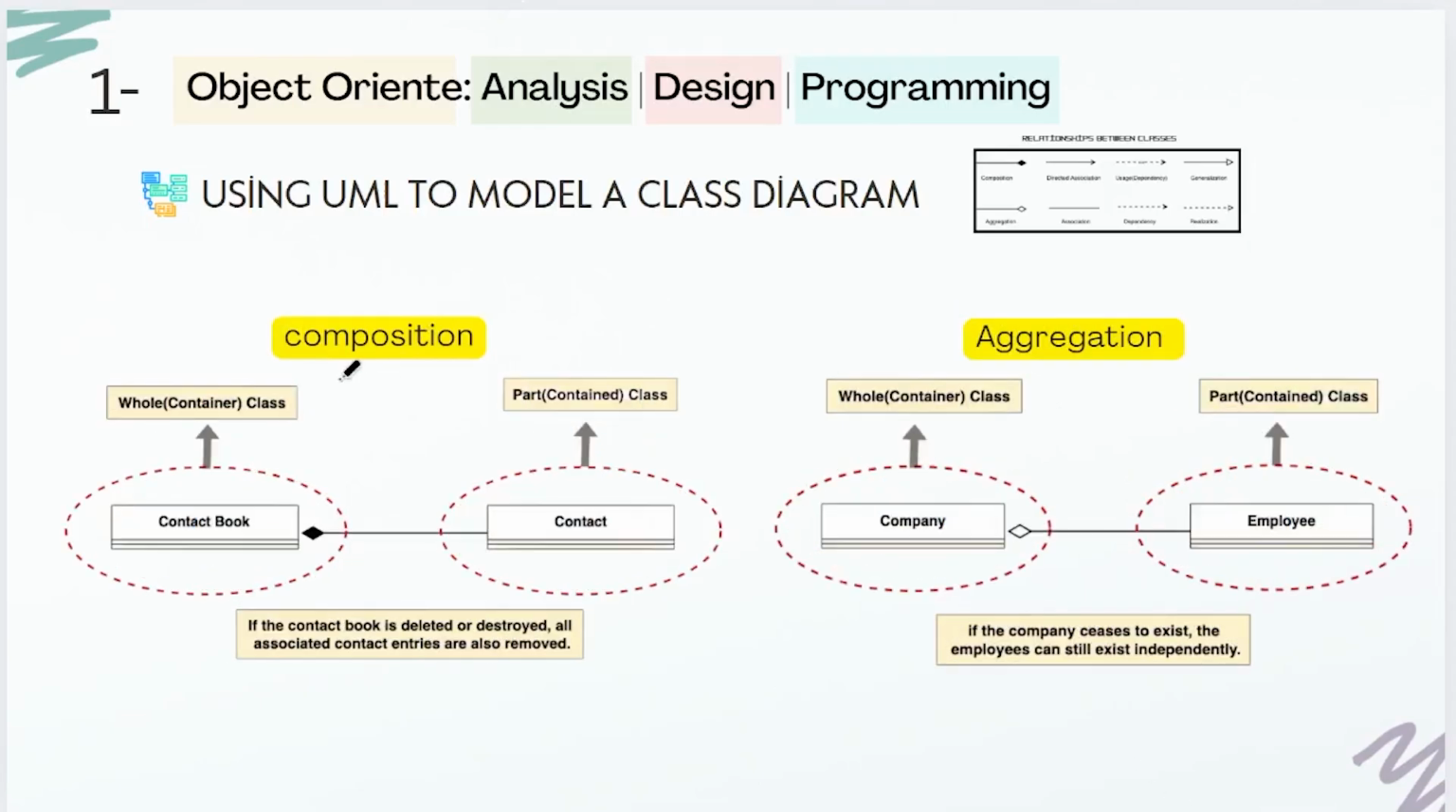And then you have something called composition, which is represented with this example. Very interesting. You have a class called contact book, and you have a contact.